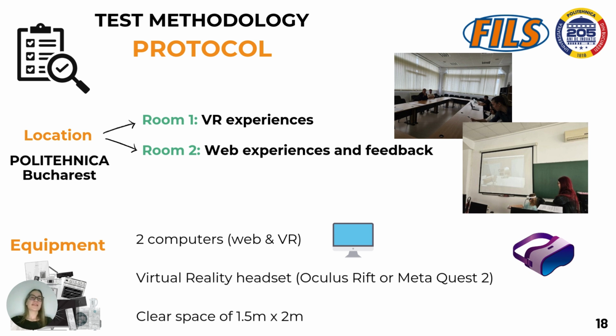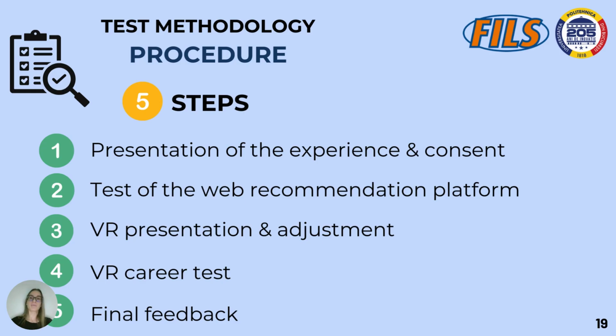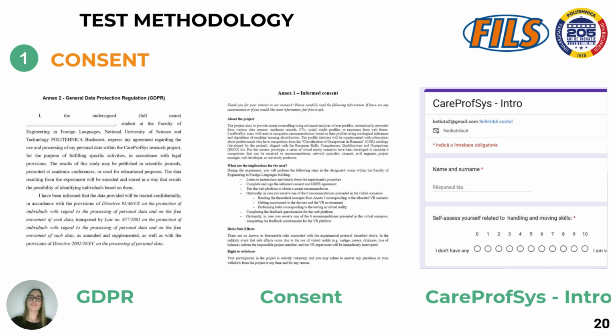To do this test with the users in the third phase, we followed a clear protocol. We had 2 rooms, one for the VR experience and one for the web experience, the interaction and feedback. We had access to computers for the platform and the recommendation part, and we used Oculus Rift and MetaQuest 2 for the virtual reality part. This protocol used a 5-step procedure. Here on the left side, you can see the GDPR and the consent form, and on the right side, you can see the initial feedback form.